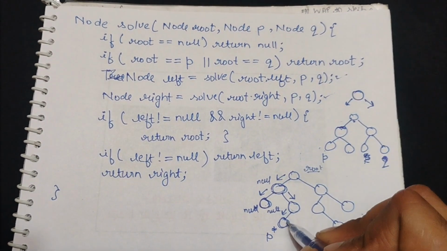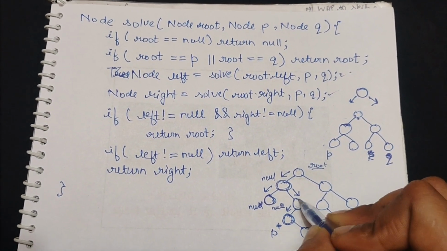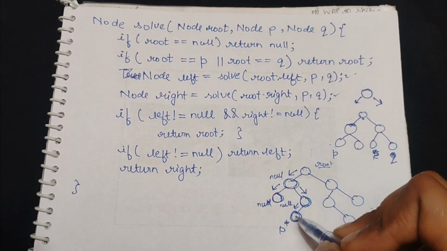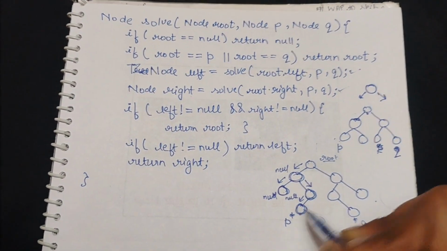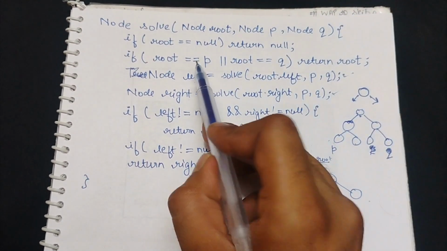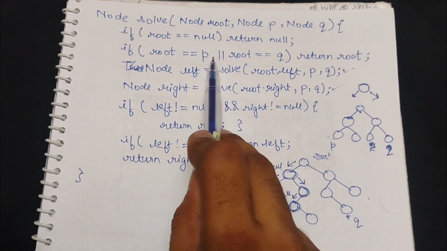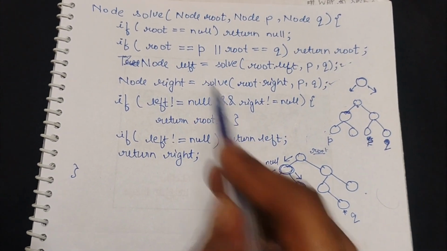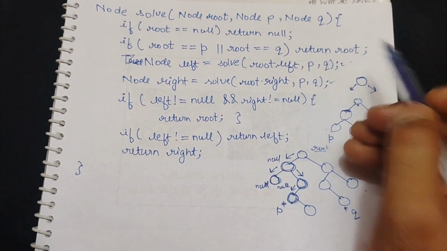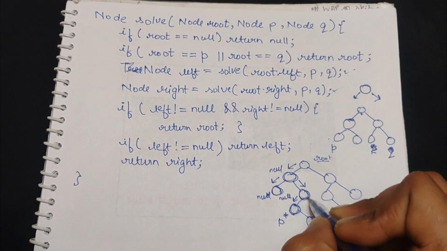Okay, now coming to this node, when it calls root.left, this p comes over here as root. It will check, is it null? No, it is not null. Does root equal p or q? Yes, this node is equal to p, so return this root. Now return this root back.